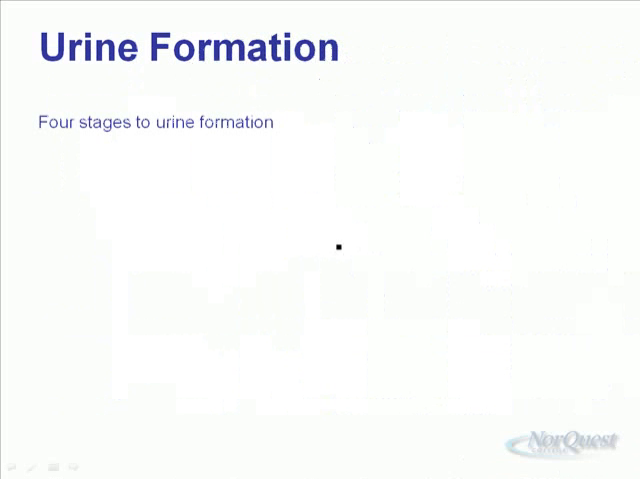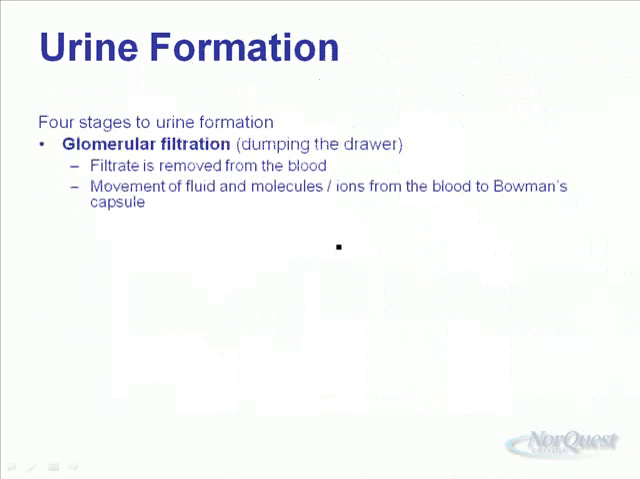So, urine formation is a four-stage process. The first step is glomerular filtration, and this is where the filtrate is removed from the blood. It's the dumping of the drawer. It's the movement of fluids and molecules and ions from the blood into Bowman's capsule.